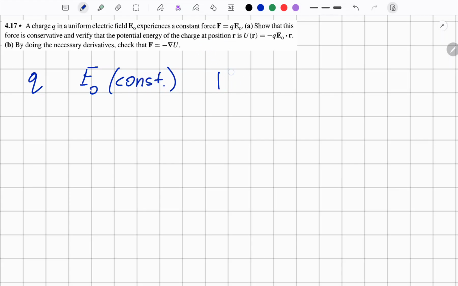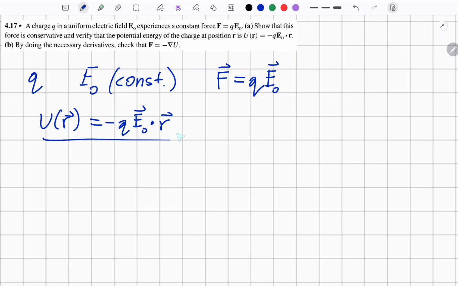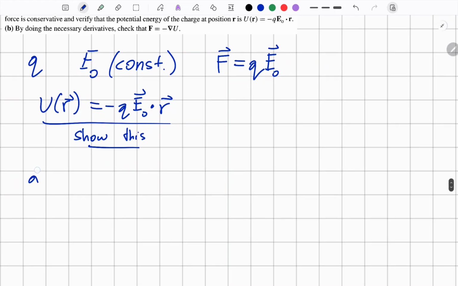It experiences a constant force, F equals that charge times our magnetic field, or electric field actually. And we want to show that this force is conservative and verify that the potential energy of the charge at a position R is negative Q E naught dot R. This is what we're trying to show. Okay, so this is part A. We're going to try and show that that is our potential energy of the charge at a position R.